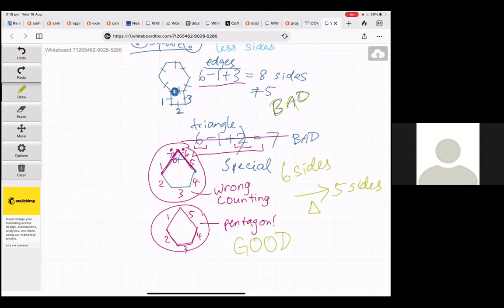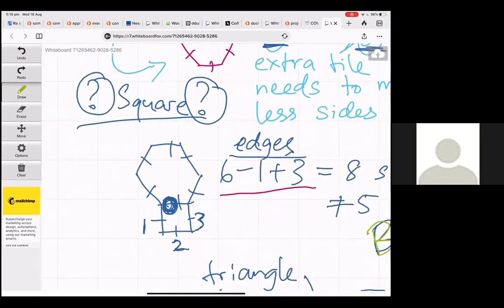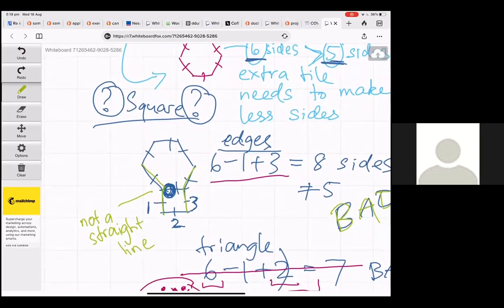Okay, well, let me tell you the secret. Over here, see how these are 2 different lines? This is one side and this is a different side. So we have to count them separately, right? Yeah. And that's because they don't make a straight line. So that's why we have to count these separately. And that's why this has 8 sides altogether.